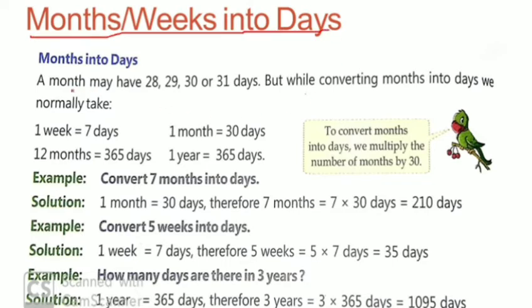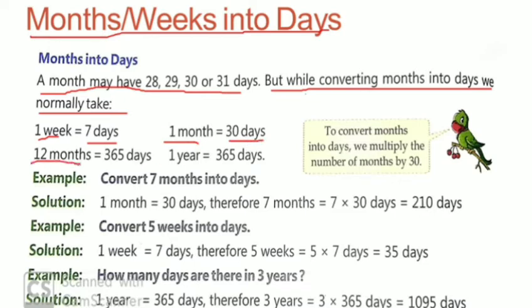While converting months or weeks into days, you have to keep in mind a month may have 28, 29, 30 or 31 days. But while converting months into days, we normally take 1 week equal to 7 days, 1 month equal to 30 days, 12 months equal to 365 days, and 1 year equal to 365 days. To convert months into days, we multiply the number of months by 30.